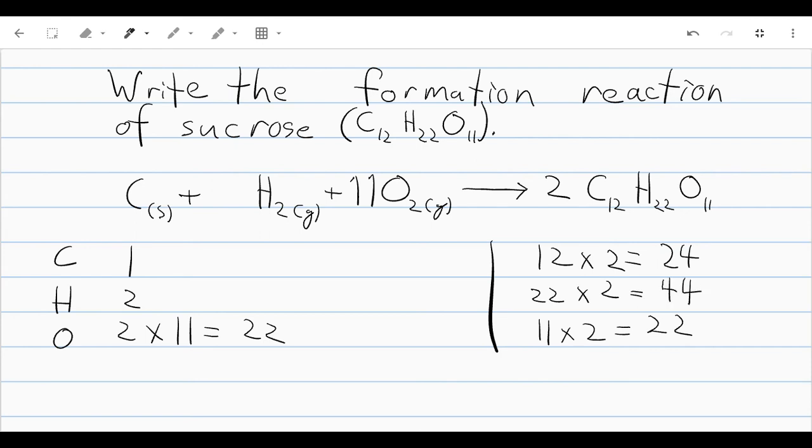Okay, lowest common multiple between 2 and 44 is going to be 44. So I'm going to need 22 hydrogens. And then lowest common multiple between 1 and 24 is, of course, 24. So I need 24 carbons. And there's my balanced chemical reaction. It's going to take 24 carbons, 22 hydrogens, 11 oxygens to make 2 molecules of sucrose in a formation reaction.